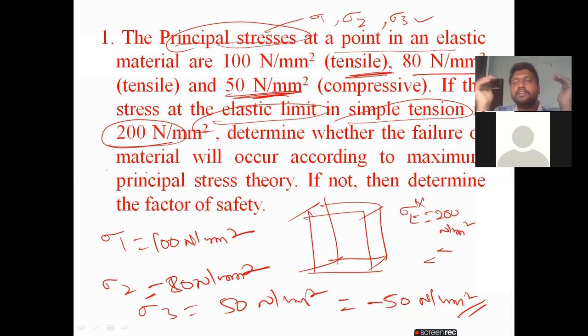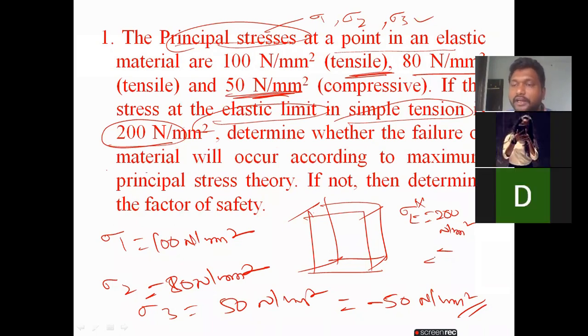So they gave the principal stresses, and at the same time they gave the stress at the elastic limit in simple tension, that is sigma T star, and sigma 1, sigma 2, sigma 3. If the values are like this, if we apply all the stresses on this member, the stresses will develop in this member. Whether the failure will occur or not, we have to check as per the maximum principal stress theory. If not, that means if the failure will not occur, we have to determine the factor of safety.